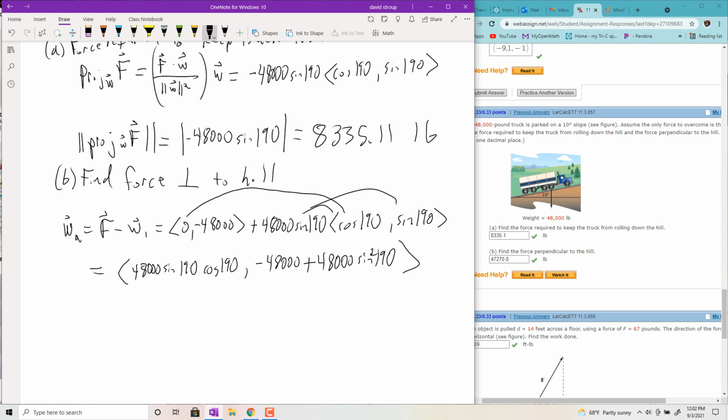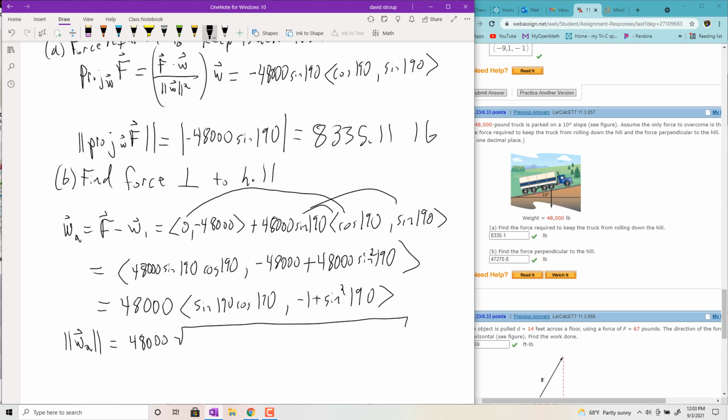So I need the magnitude of that guy. What I'm going to do then is just pull out the 48,000, make my life easier. Can I pull out anything else? Nope. So sine 190 cosine 190, comma, negative 1 plus sine squared 190. And then the magnitude of W2 will be 48,000 times the square root of all that junk squared. Right, so sine 190 cosine 190 squared plus negative 1 plus sine squared 190 squared. And then I got to go to my calculator and figure that out.